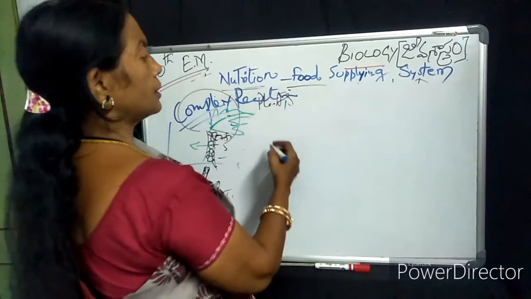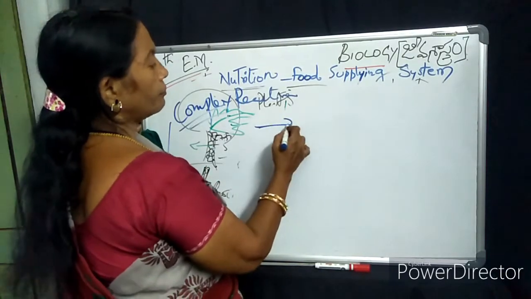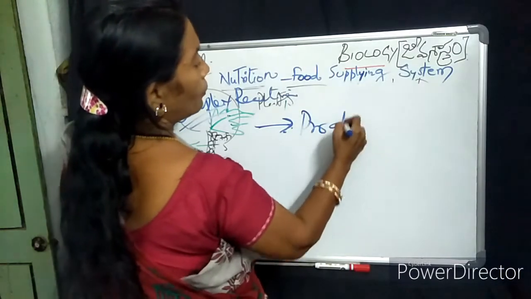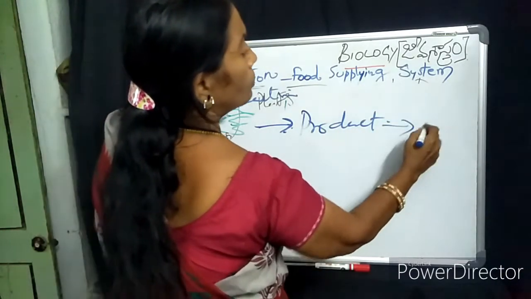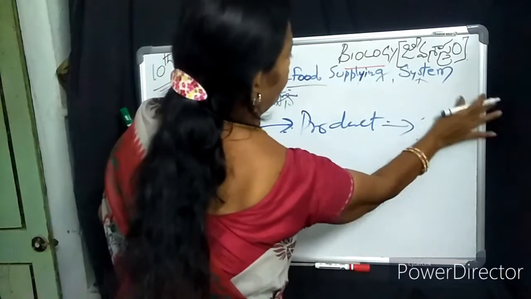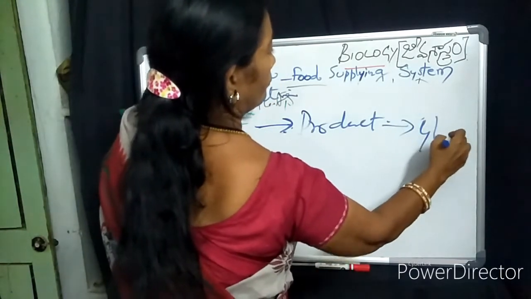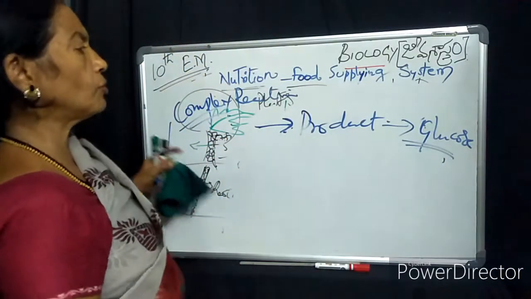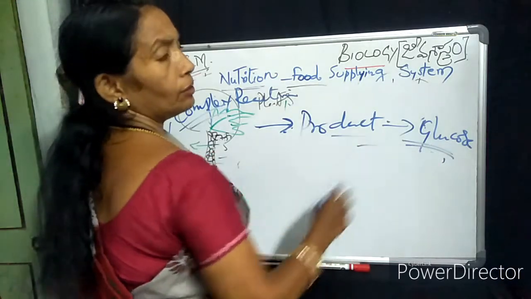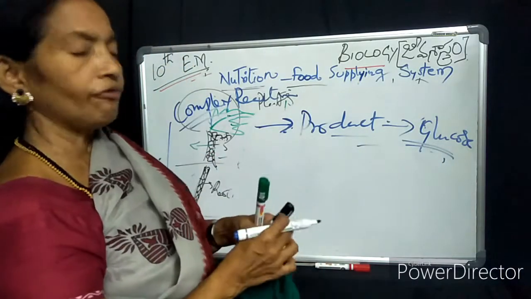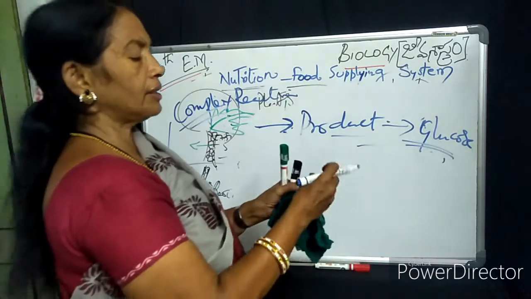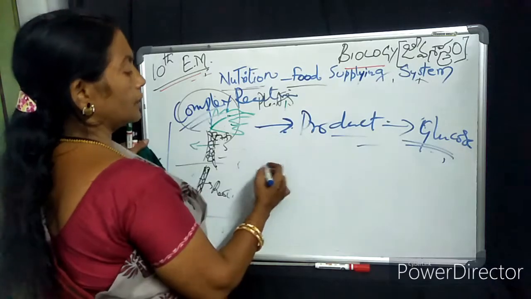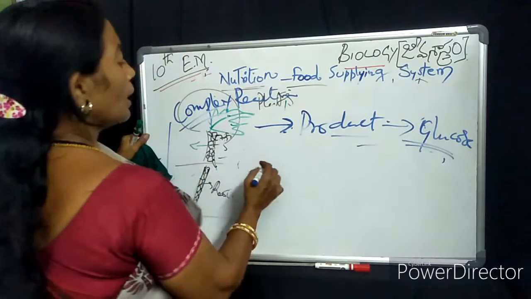So I have cut this leaf, and we have to do an experiment. In photosynthesis, what is the product? The last product is glucose. So we have to test this leaf, after it has had sunlight for 4 or 6 hours, in the laboratory.